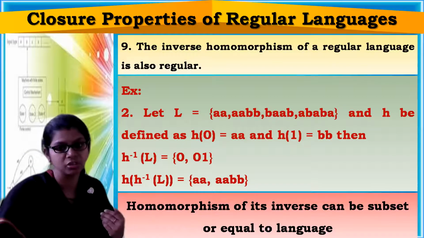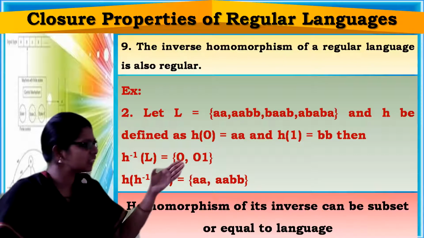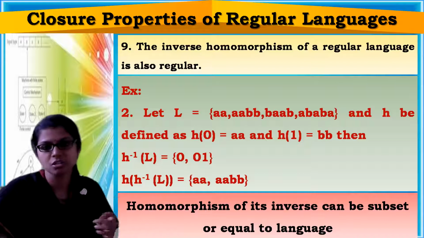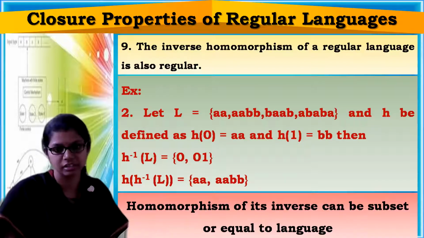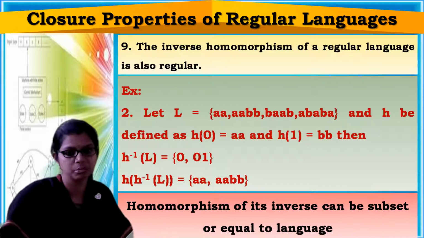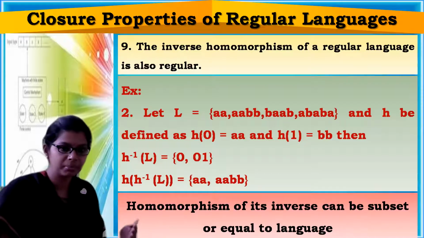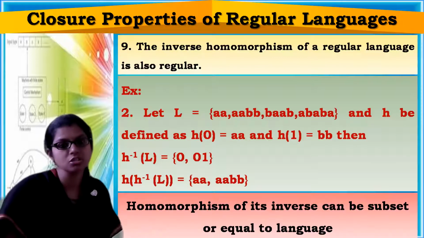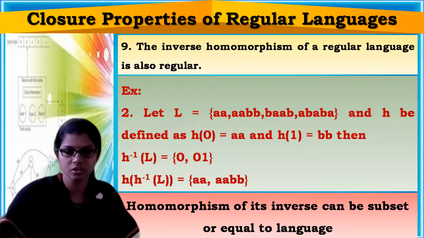Next, ABABA. For this also you don't have any homomorphism function, right? So for this also you cannot generate any string. Okay. So this is the inverse homomorphism of this language. Now let us apply the homomorphism function: 0 gives AA, 01 gives AABB. This is also regular.